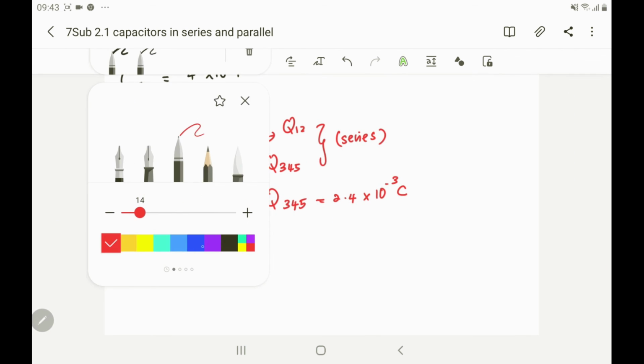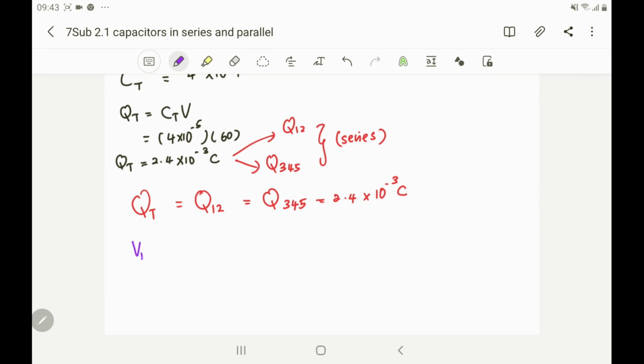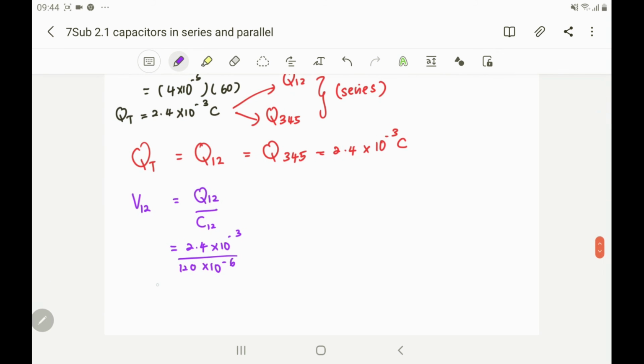So from here I can calculate V12 is equal to Q12 over C12, because we want to find what is the voltage across each capacitor. Okay, so Q12 is equal to, okay, 2.4 tadi kita dah tengok, and total capacitance is 120 for C12. C12 is 120 microfarad. Okay, and it's equal to 20 volt.